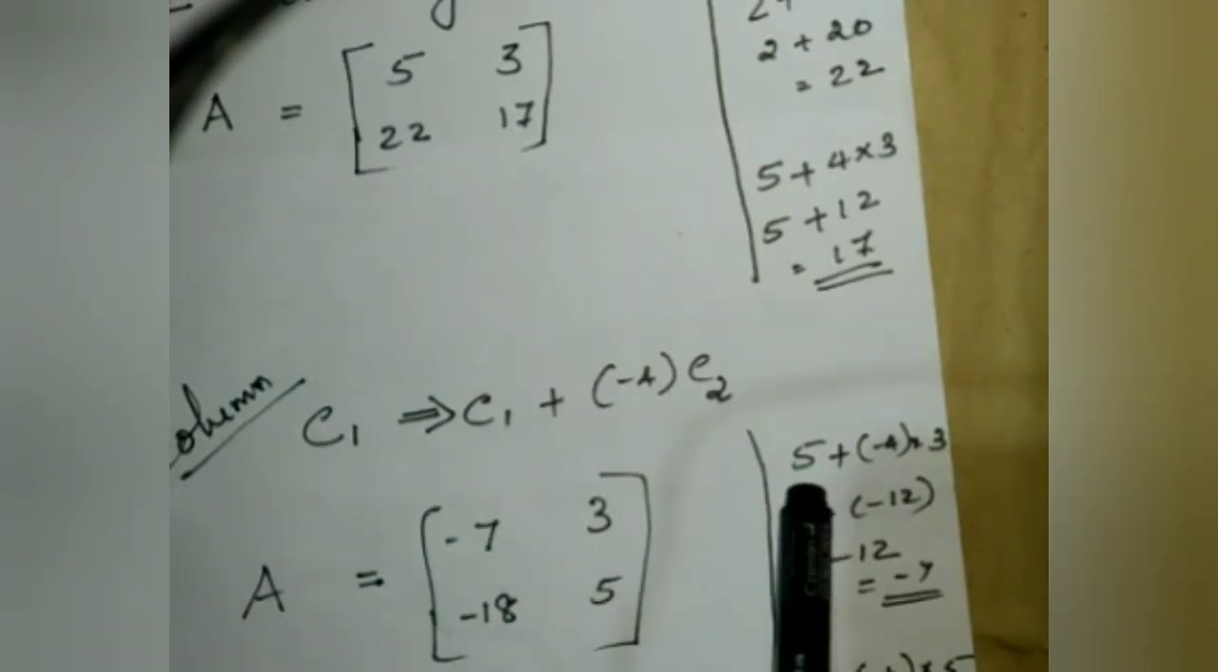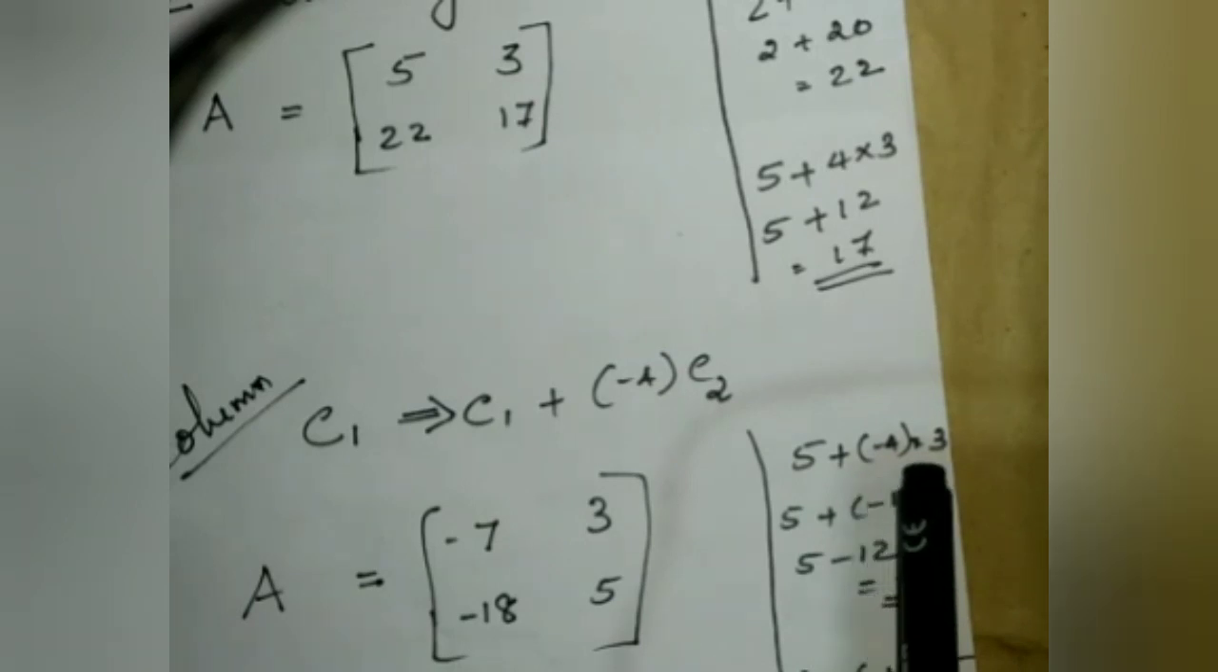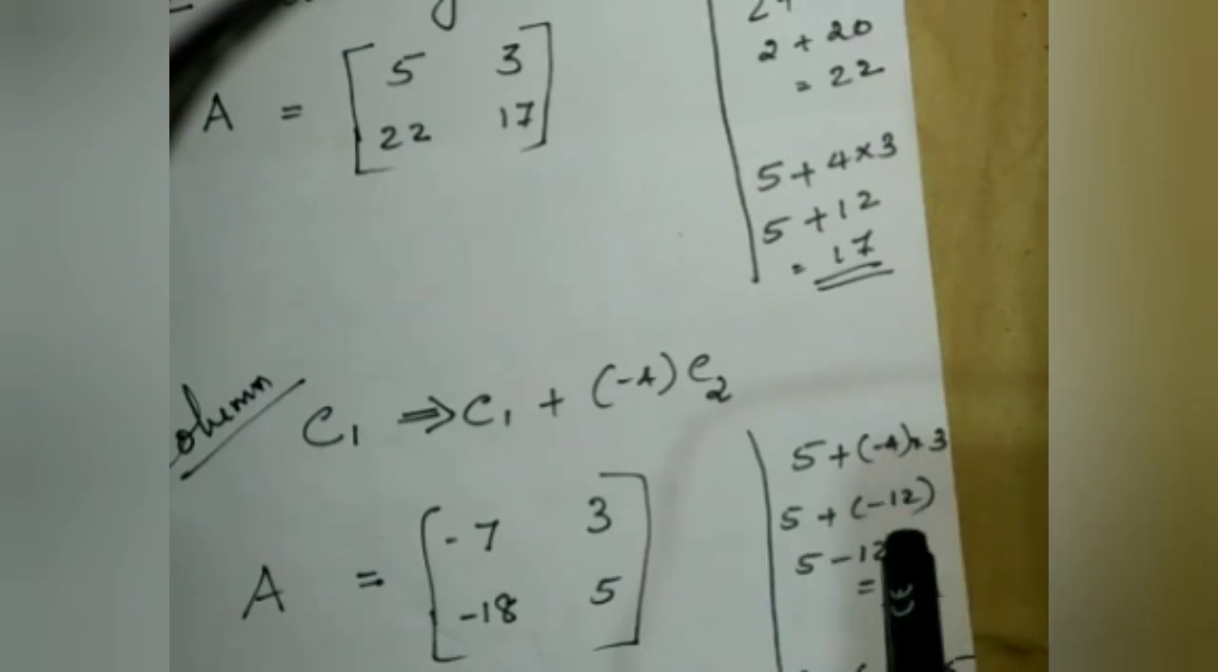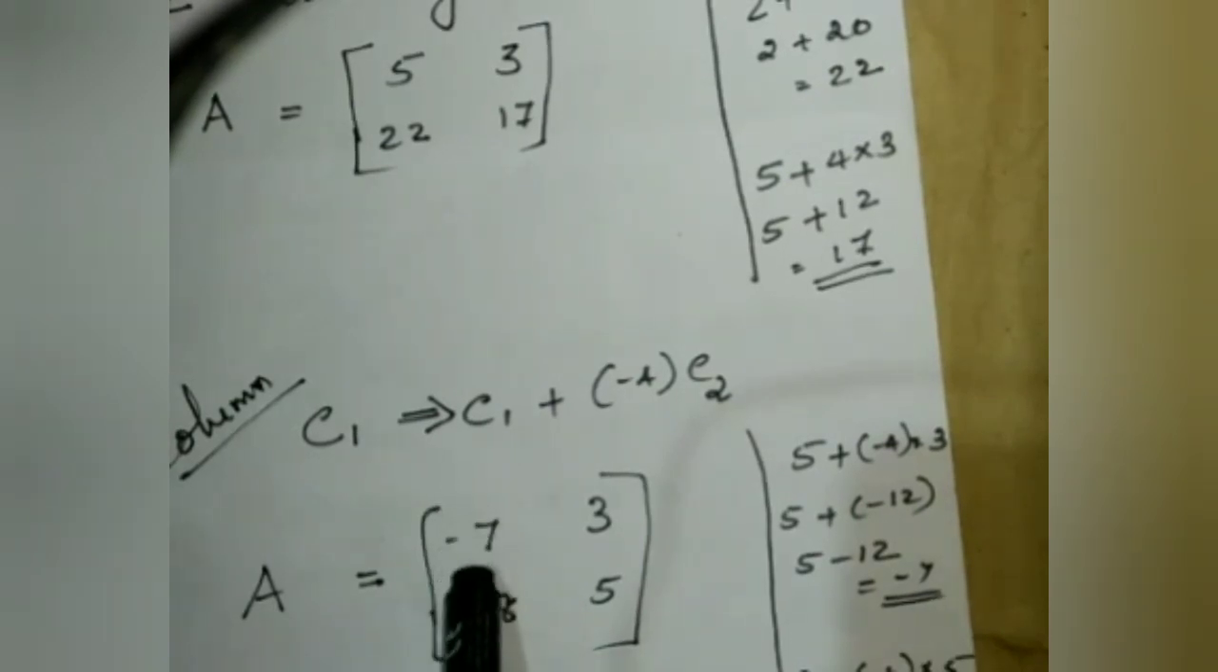In the first column, the first element is 5. 5 plus minus 4 into the second column's first element, which is 3. That is minus 4 into 3, minus 12. That is 5 minus 12 equal to minus 7. Therefore, the first column, first element is minus 7.